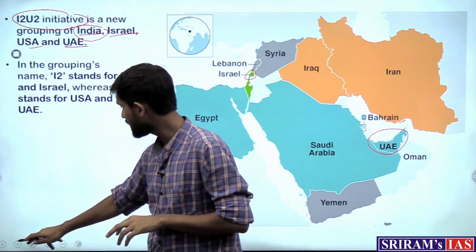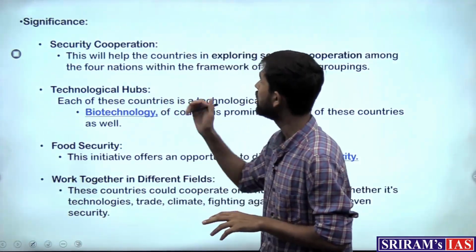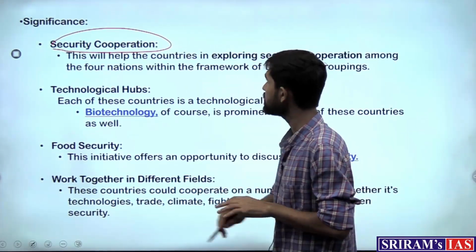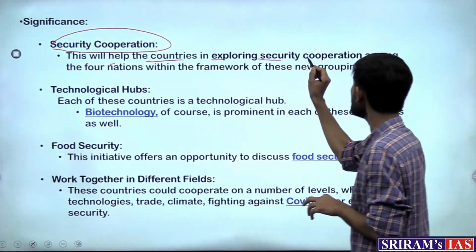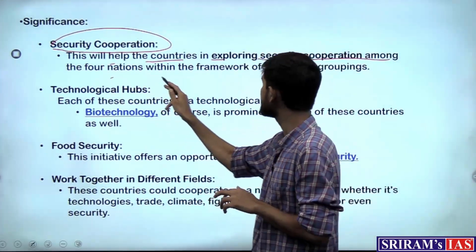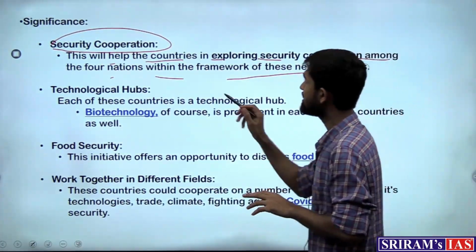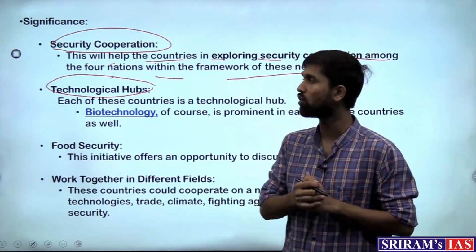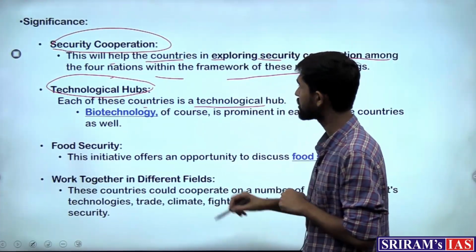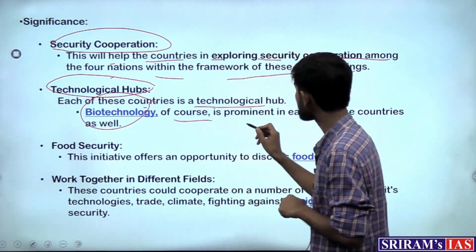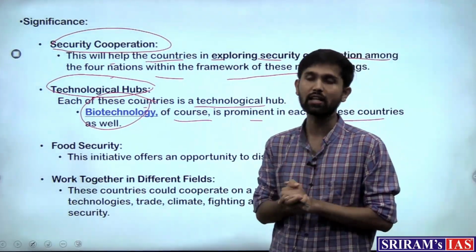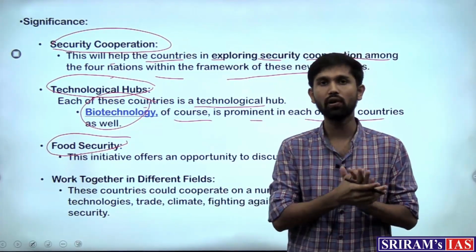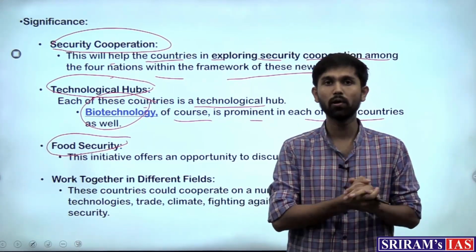So let's look at the significance of this I2U2 grouping, wherein, as I said, first becomes the security cooperation, wherein this will help the countries in exploring security cooperation among the 4 nations within the framework of this new grouping. Then the second cooperation area which gains significance is that all these countries are majorly technological hubs. Each of these countries is a technological hub, and biotechnology is especially prominent in each of these countries, where they can collaborate.